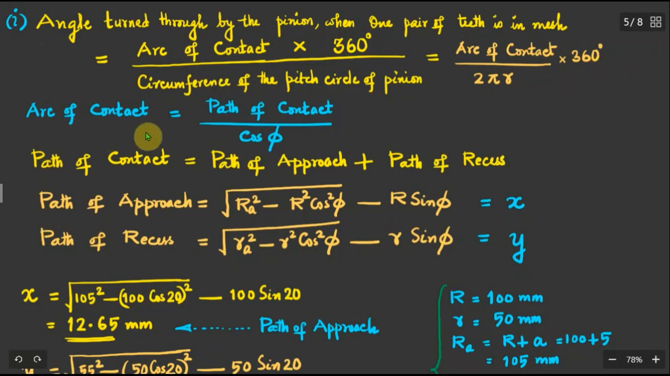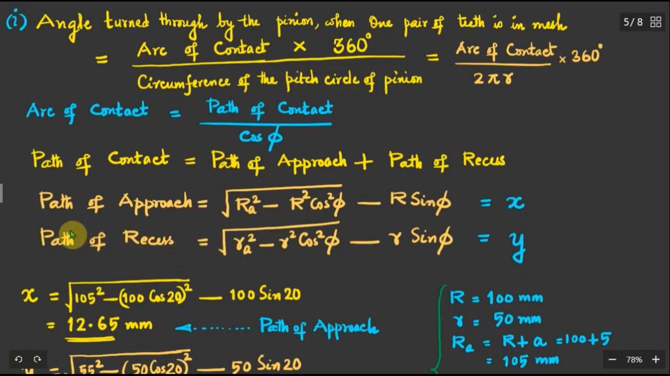See here, the arc of contact that you have to substitute here: we already know it is equal to path of contact divided by cos phi. Path of contact is equal to path of approach plus path of recess. Here we have to find the path of approach and path of recess separately, because we have to find the velocity of sliding.